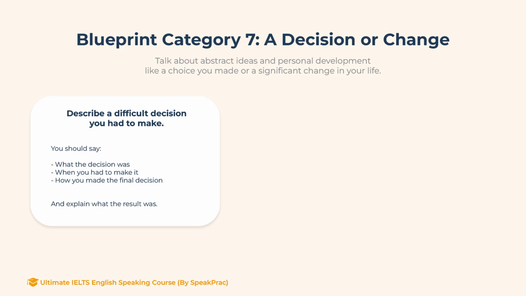Describe a difficult decision you had to make. You should say what the decision was, when you had to make it, how you made the final decision, and explain what the result was.